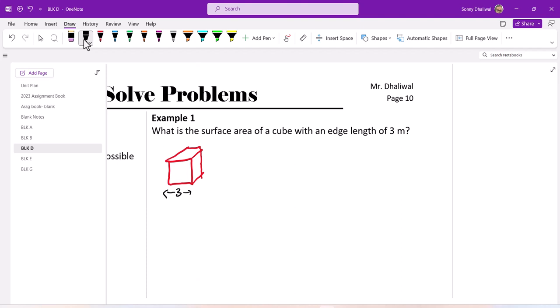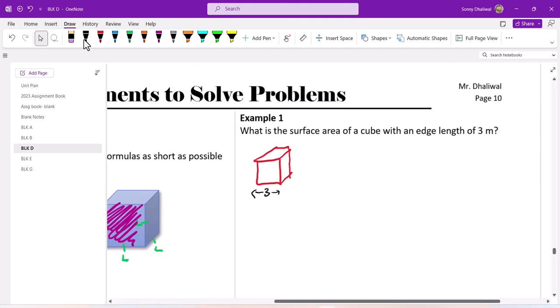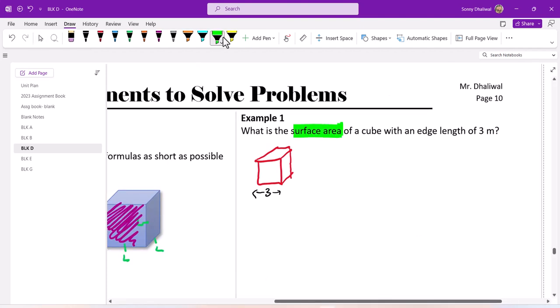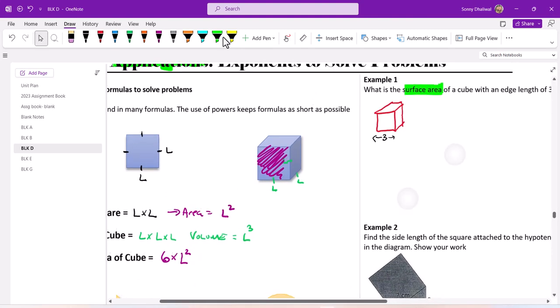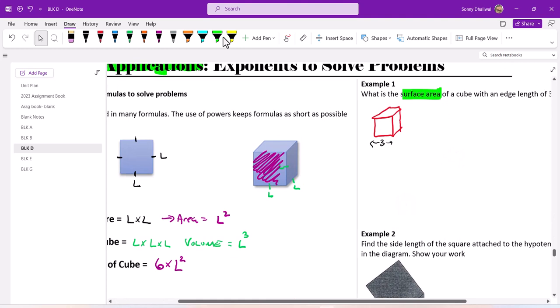So we go to the formula. Which formula are we using, Malik? I'll use volume of a cube. Not volume. It's asking for surface area, so we have to use the surface area formula. Yeah, so we want to use this formula here, surface area.